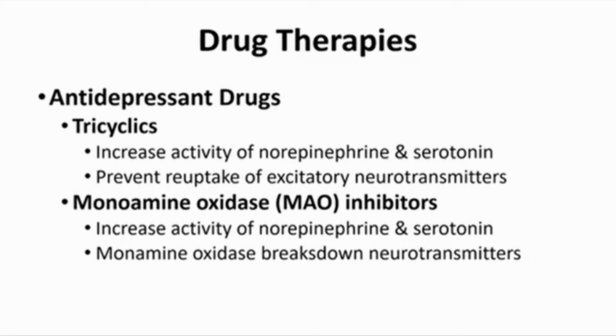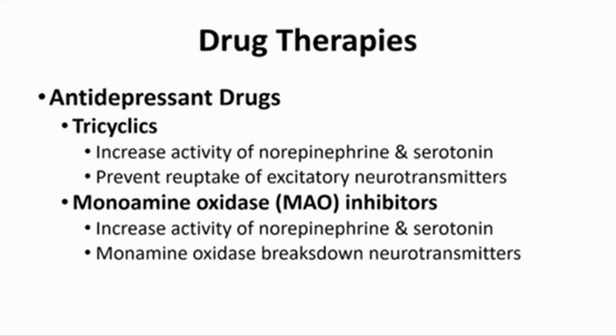But enough about anti-anxiety drugs. We're actually here for antidepressant drugs. And so we're going to talk about 3 categories of antidepressant drugs. Tricyclics, the monoamine oxidase inhibitors, or MAO inhibitors, and then selective serotonin reuptake inhibitors, SSRIs. So let's start with our tricyclics. So tricyclics are going to increase the activity of norepinephrine and serotonin. So those are the 2 neurotransmitters that are most important with the tricyclics. Now, they increase this activity by preventing the reuptake of those excitatory neurotransmitters.